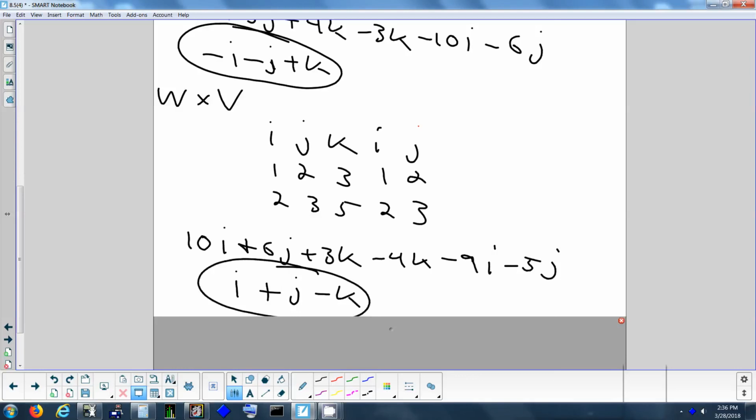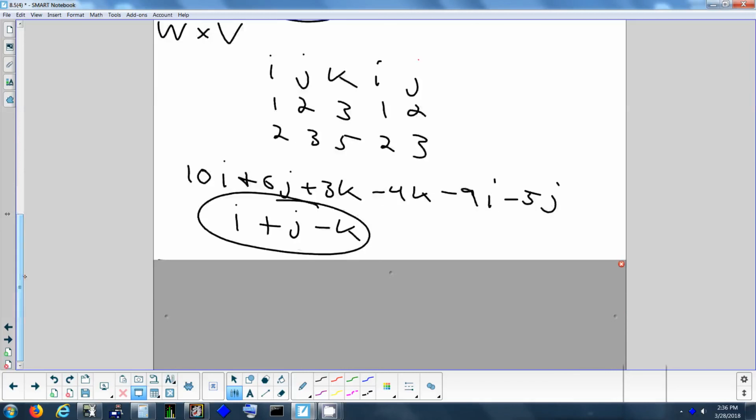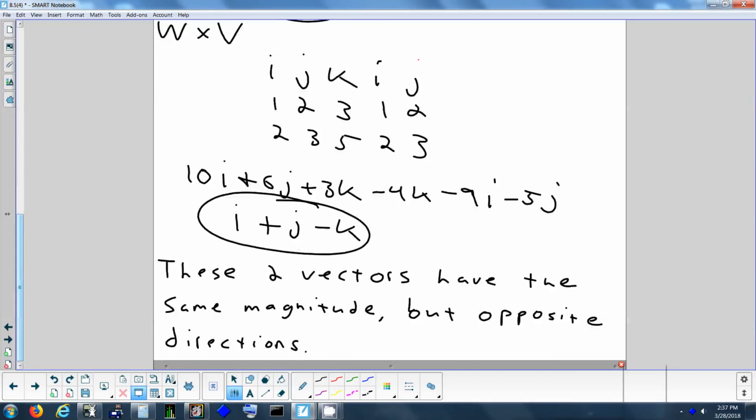Did we get the same answer? No. But what's the connection between the two answers? They're opposites. The direction is opposite. So these two vectors have the same magnitude, because if you found the magnitude, it would be the square root of 1 plus 1 plus 1. So they both have a magnitude square root 3, but they point in opposite directions.